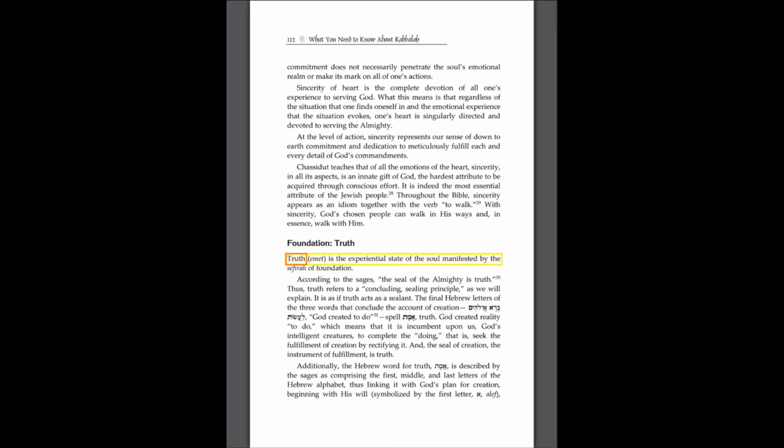Foundation, truth, emet, is the experiential state of the soul manifested by the Sefirah of foundation. According to the sages, the seal of the Almighty is truth. Thus, truth refers to a concluding, sealing principle, as we will explain. It is as if truth acts as a sealant. The final Hebrew letters of the three words that conclude the account of creation, "God created to do," spell truth.